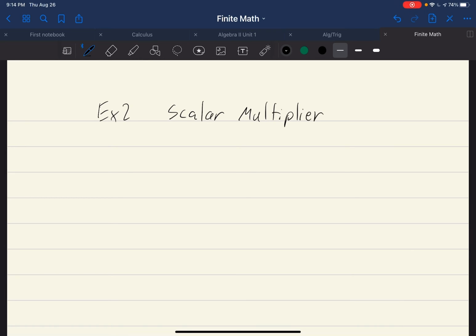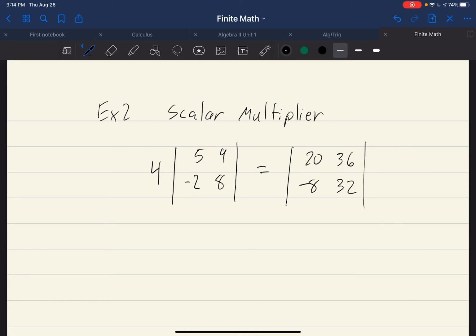And if we have a number in front like 4, and we have 5, 9, and -2 and 8, all you're doing is just multiplying everything by 4. So the new answer would be, obviously, 20, 36, -8, 32. So everything just got multiplied by 4. That's it. That's it. Now, where are we going with this?